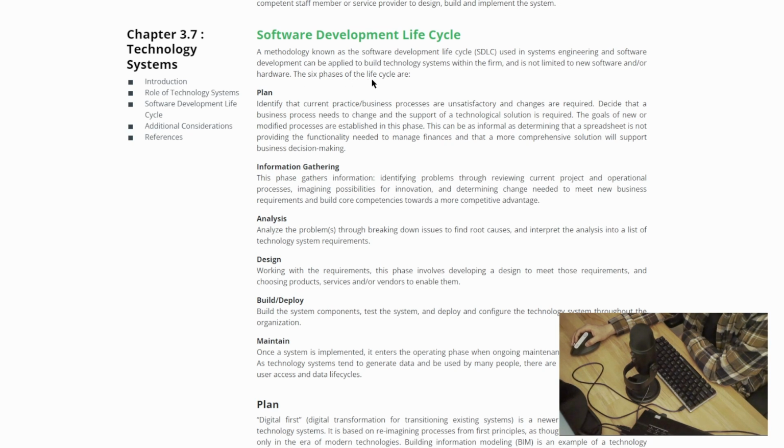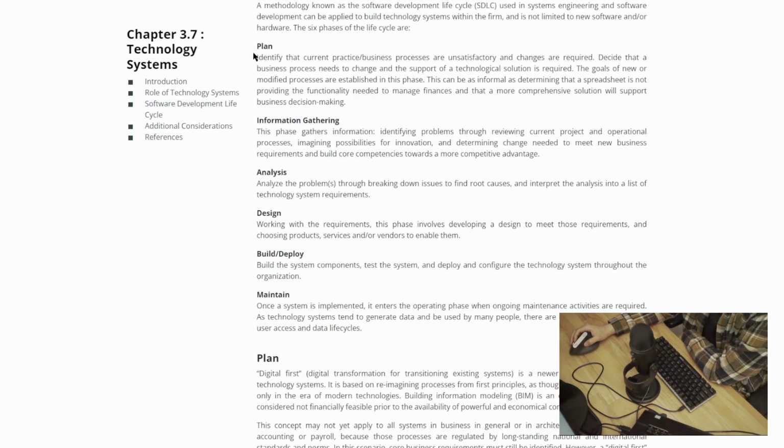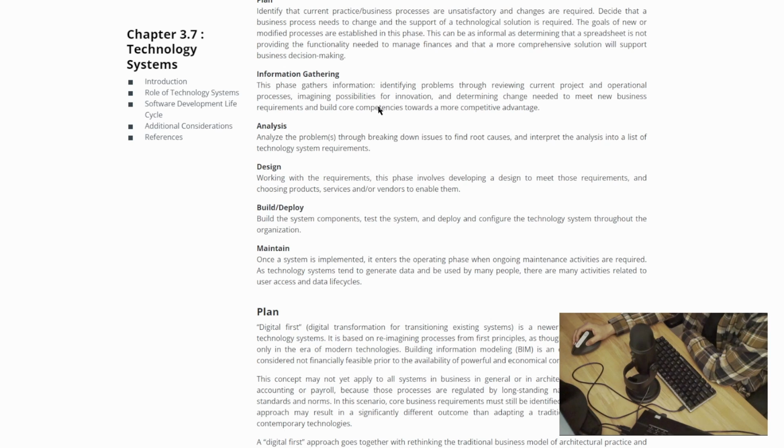The 6 phases of the lifecycle are: Plan. Identify that current practice/business processes are unsatisfactory and changes are required. Decide that a business process needs to change and the support of a technological solution is required. The goals of new or modified processes are established in this phase. This can be as informal as determining that a spreadsheet is not providing the functionality needed to manage finances, and that a more comprehensive solution will support business decision-making.